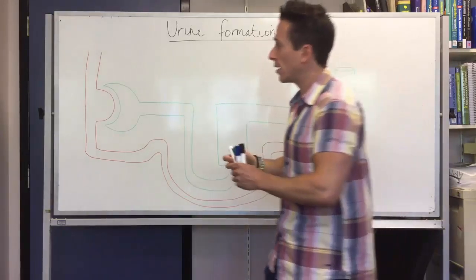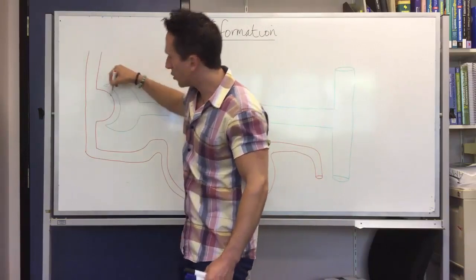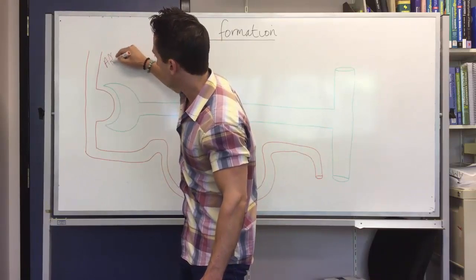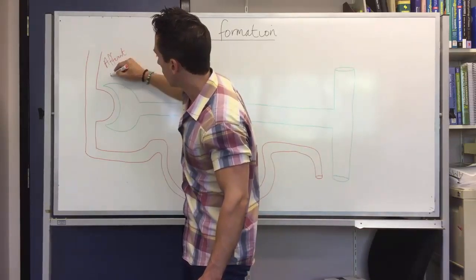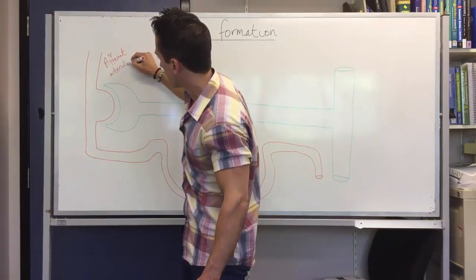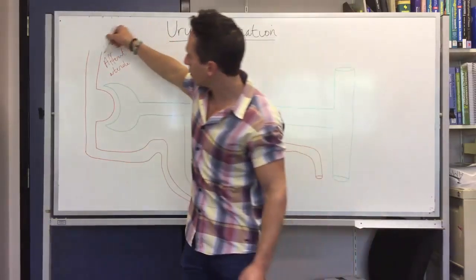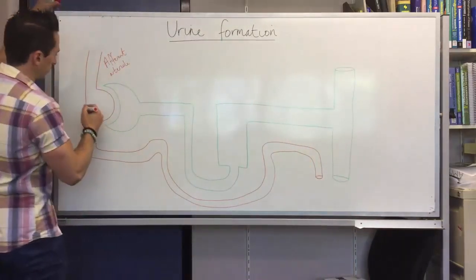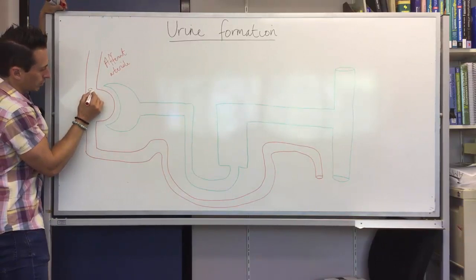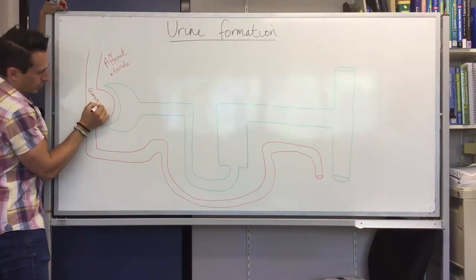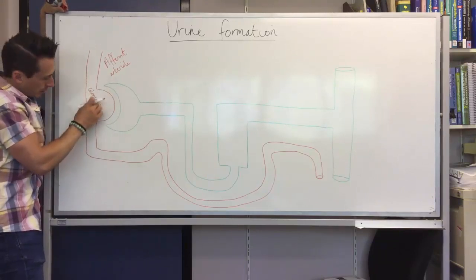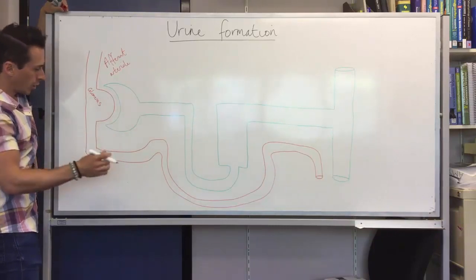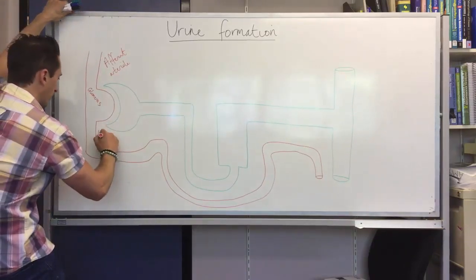So, first thing is that we have blood coming into or towards this nephron. Remember, this is called the afferent arteriole. And the afferent arteriole comes down into a capillary bed, which we call the glomerulus. The glomerulus then continues down into not a vein, remember, but an artery, another arteriole, which we call the efferent arteriole.